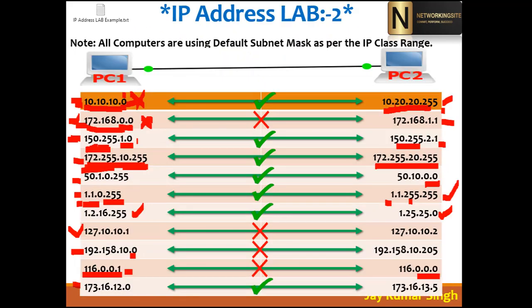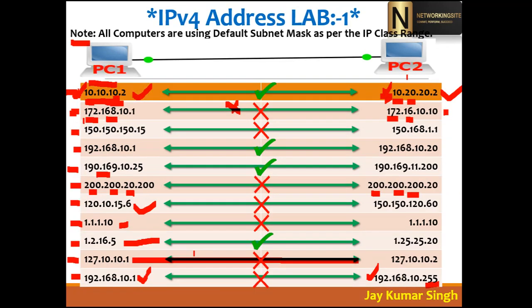I forgot to tell you something. Suppose I want this IP address to communicate with this IP address. In this example we have seen that, due to some condition, this IP address cannot communicate with this IP address, because the network is not matching. But if I want to make communication between these two IP addresses, what is the solution?